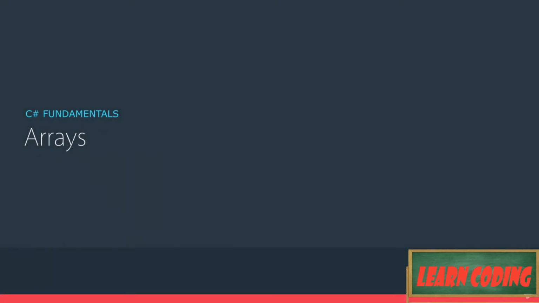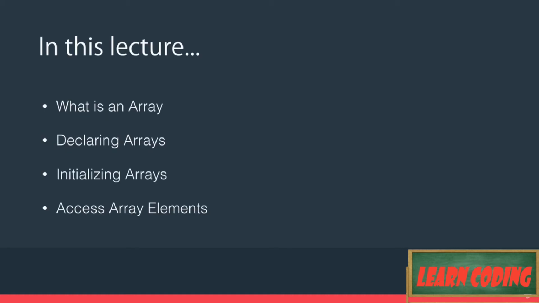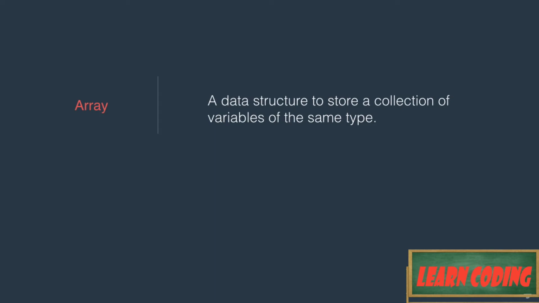Another non-primitive type we have in C# is array. In this lecture, I'm going to give you a brief introduction of arrays to get you started. Later in this course, we have a separate section about arrays, and there I will cover more details. So what I'm covering in this lecture is what is an array, how to declare and initialize arrays, and how to access array elements. So what is an array?